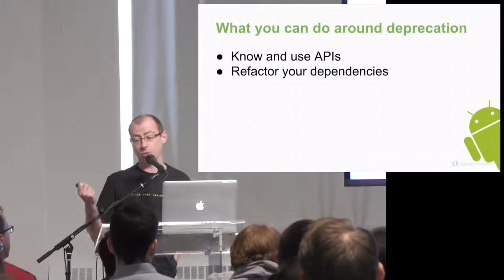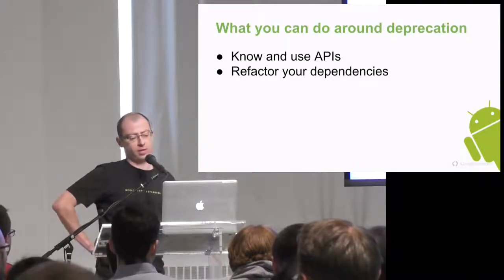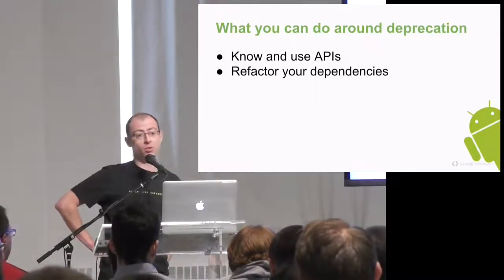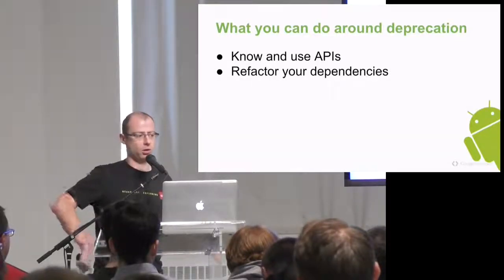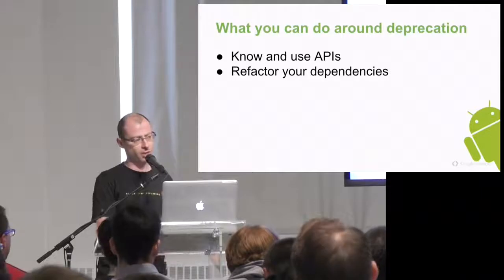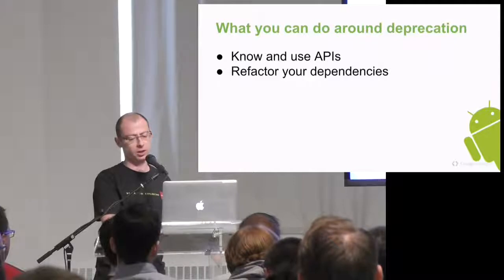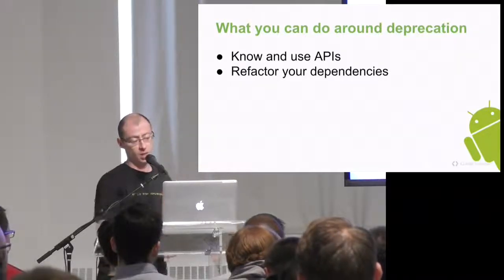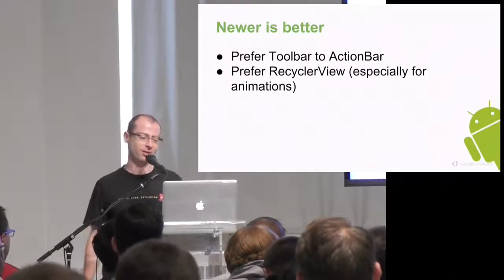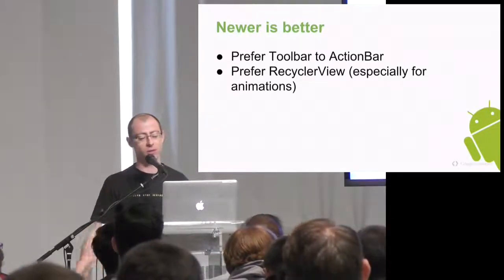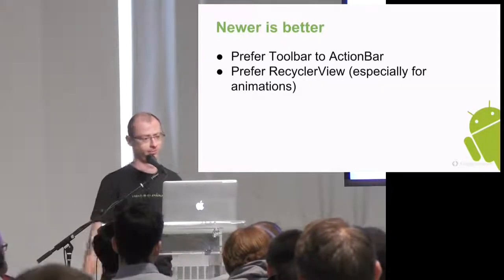So what can you do to avoid deprecation problems? Please know and use APIs, and from time to time, and better more than less, please refactor your dependencies. I know this is a development task, but sometimes it's the best way to sort it out. And of course, newer is better. Please prefer toolbar to action bar. Please prefer recycler view, especially for animations, because it's optimized for that.